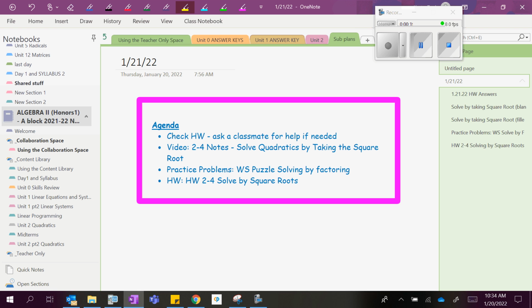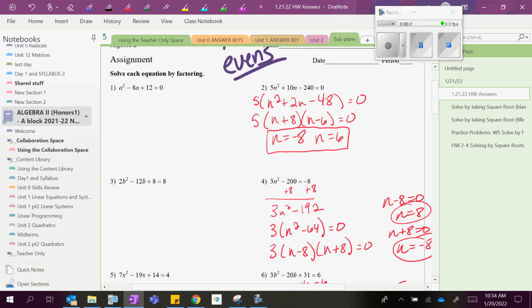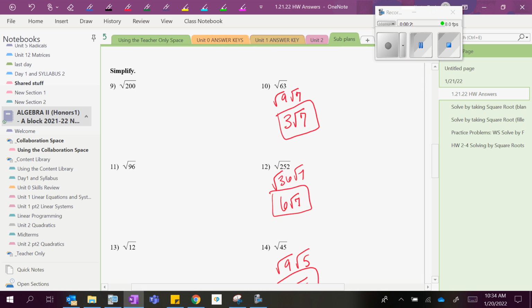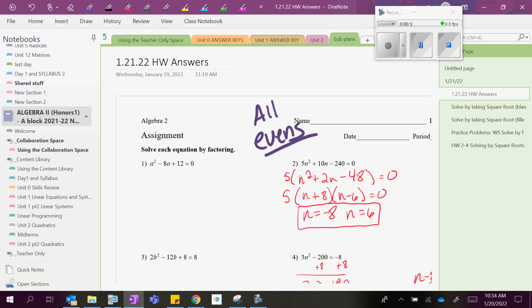So first, hopefully you guys have already checked your homework. I listed the answer key out here. You already had the answers provided, but this is the work shown, in case you had questions about how to factor it or how to break those radicals down. If you had any questions about your homework, hopefully you could ask a classmate, or you could go ahead and ask them now if you couldn't figure out one of them.